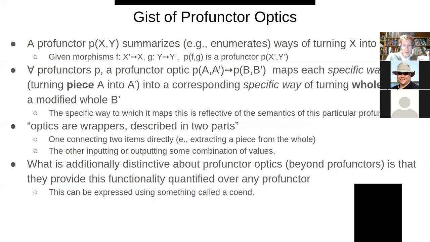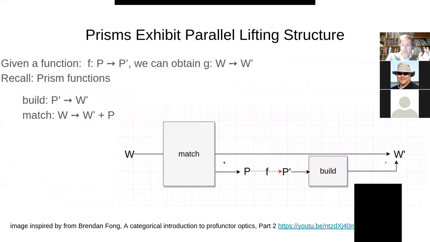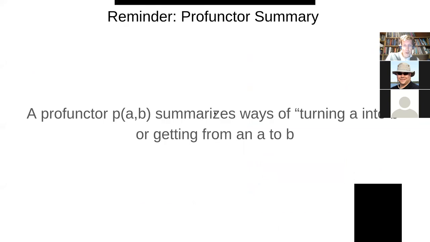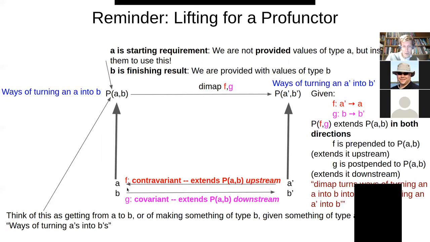And what's really neat is that beyond just profunctors, they allow you to quantify this over any profunctor, and they come in these different forms. I mean, any old profunctor can do this by pre-composing with F and post-composing with G, and that's great. But what we're doing with profunctor optics is we can choose our profunctor. We can choose our way of saying, what does it mean to summarize turning A's into B's? Does it mean to summarize their cost? Does it mean to summarize the particular routes, flight, boat, car, train, what have you, to get from Saskatoon to Seattle?